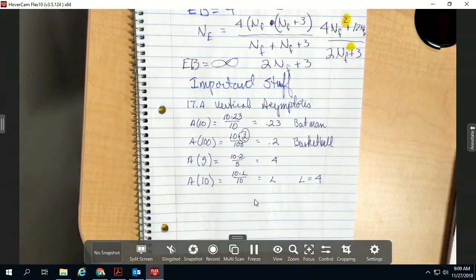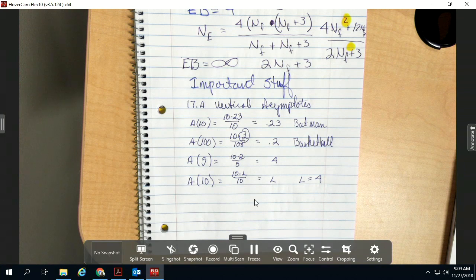Is that the math that you got? Take 10 times 2 divided by 5, because the apparent height is 5. It's 2 meters tall. Remember that 10 is a constant there in the numerator. 10 times 2 is 20, divided by 5 is 4. So the basketball player appears to be 4 meters tall.